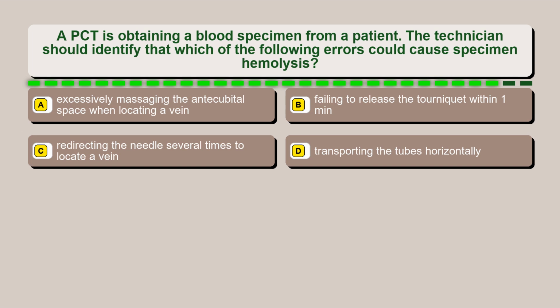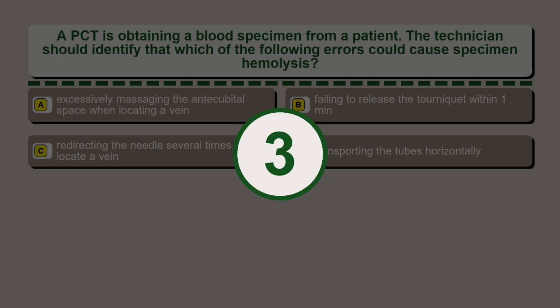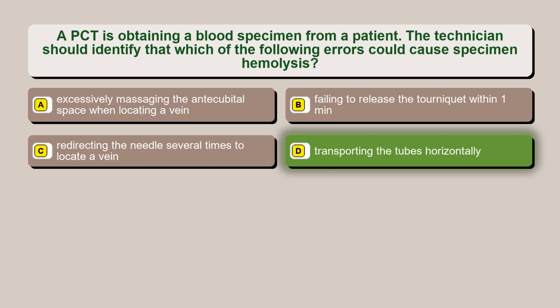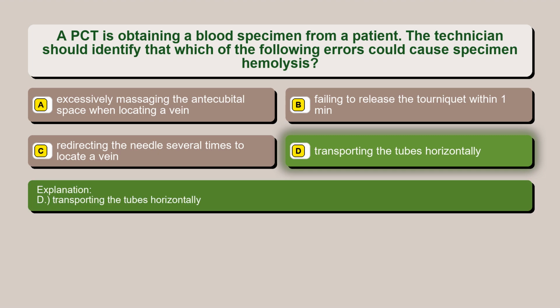Question 37. A PCT is obtaining a blood specimen from a patient. The technician should identify that which of the following errors could cause specimen hemolysis. Option A, excessively massaging the antecubital space when locating a vein. Option B, failing to release the tourniquet within 1 minute. Option C, redirecting the needle several times to locate a vein. Option D, transporting the tubes horizontally. The correct answer is option D, transporting the tubes horizontally.